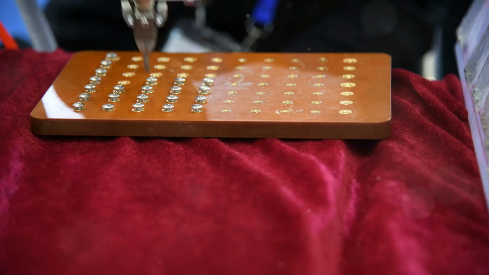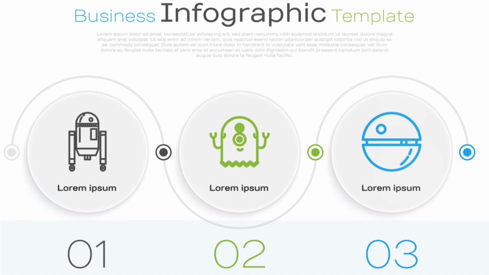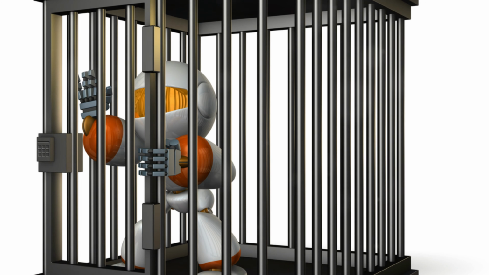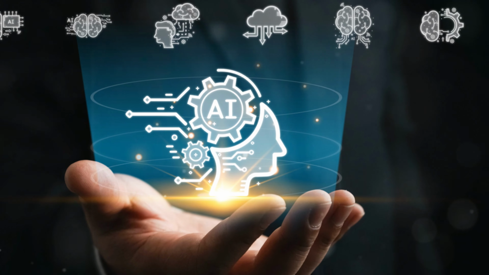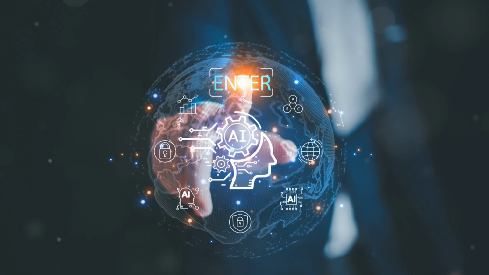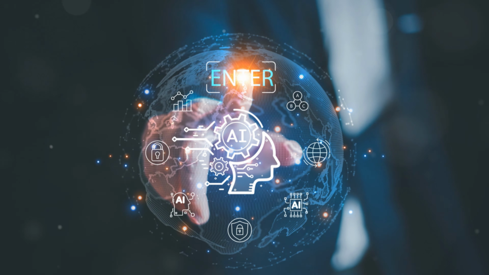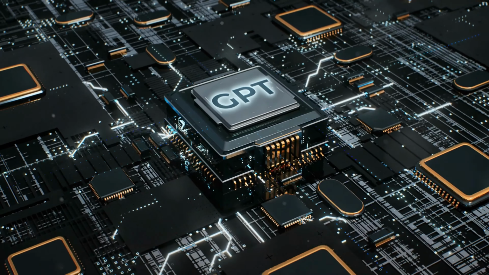Finally, the agent needs to act on its decisions. This involves sending commands to actuators in robots or executing functions in software agents. In robotics, libraries like ROS or PyBullet can be used to control and simulate physical actions. In virtual assistants, APIs and natural language processing tools like Dialogflow or GPT models are used to execute actions. These components work together to form the backbone of any agentic AI system.